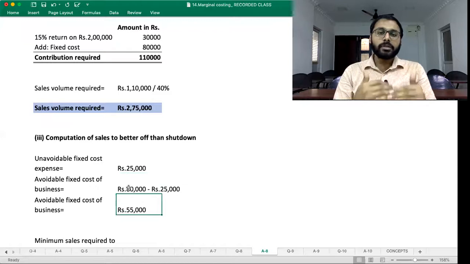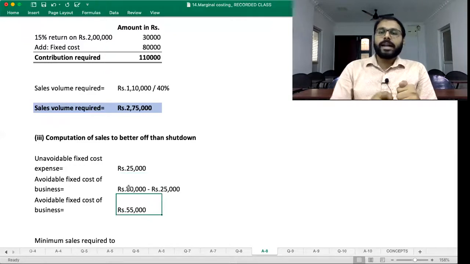I would be able to manage that expenditure. If I want, I can stop, or I can manage, or I can curtail those expenditures. Such kind of expenditure is going to be 55,000. We call that avoidable cost or manageable cost, right? So we are going to consider this alone.